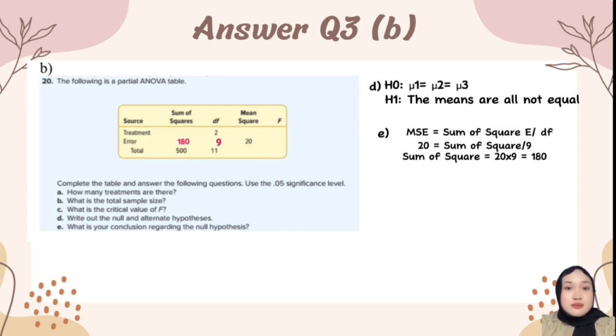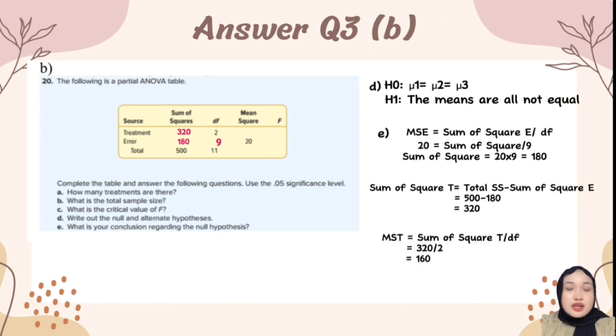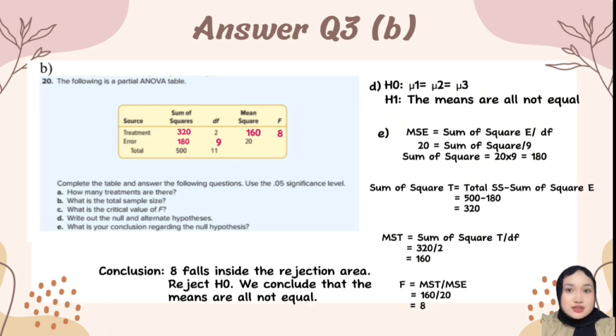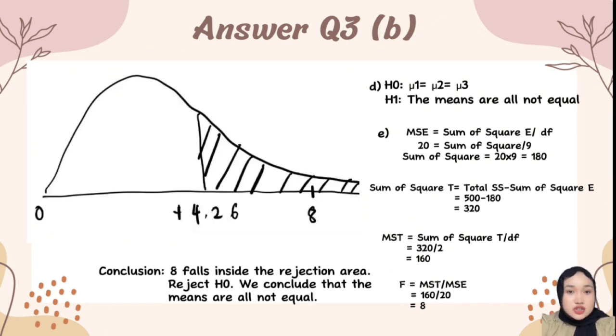While for the sum of square treatment, we just minus the total sum of square with sum of square error, and we got 320. Then find the mean square for treatment by dividing the sum of square with the degree of freedom of treatment, and we got 160. So for the F value, we get it by dividing the mean square of treatment with mean square of error, equal to 8. So the conclusion is 8 falls inside the rejection area. Reject H null. We conclude that the means are all not equal.